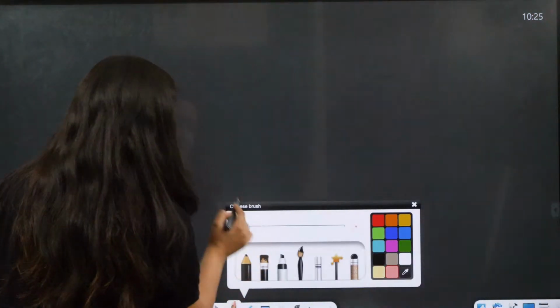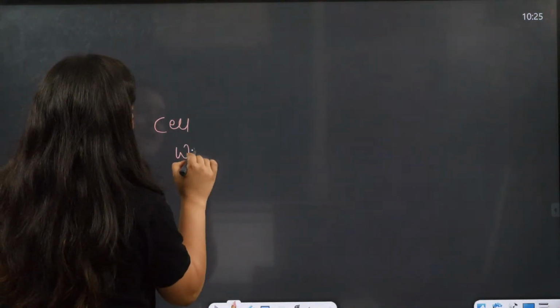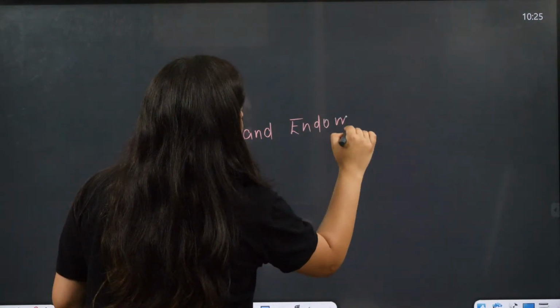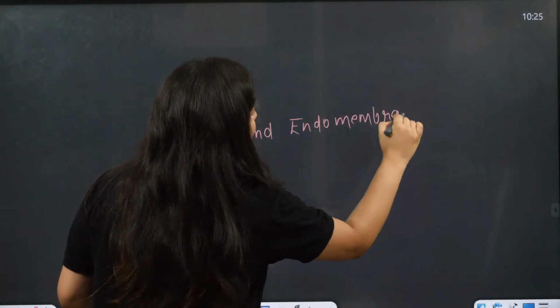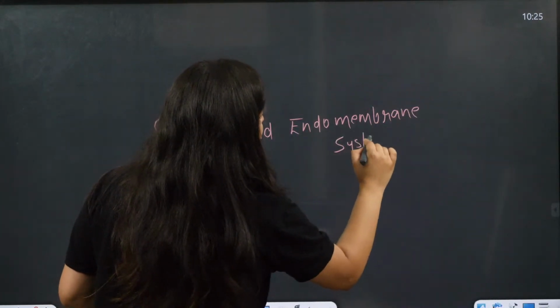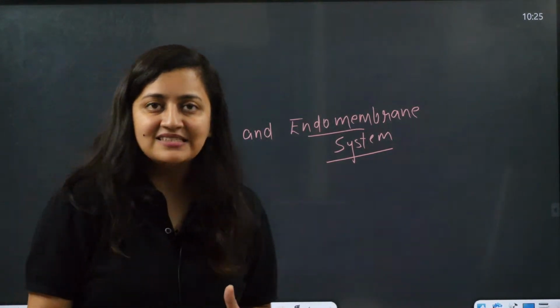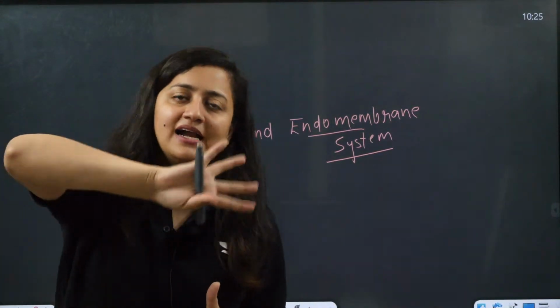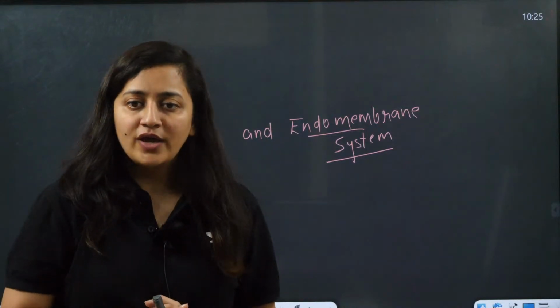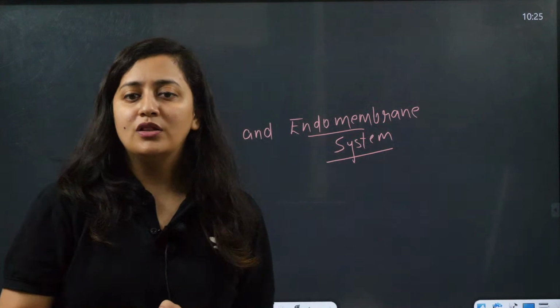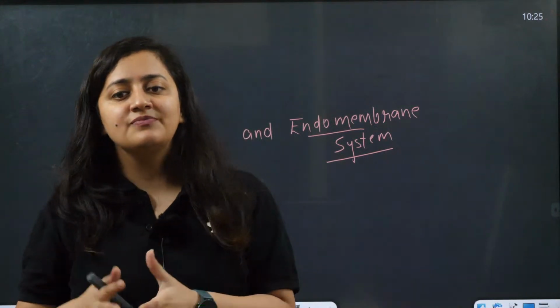endomembrane system. Okay, so today what did we revise? Today we revised the cell wall and endomembrane system. In the next class, which is going to be the last class, we will complete mitochondria, plastids, ribosomes and cytoskeletal elements. Okay, what is the main importance, bache? All the organelles are important because they are playing a specific role.